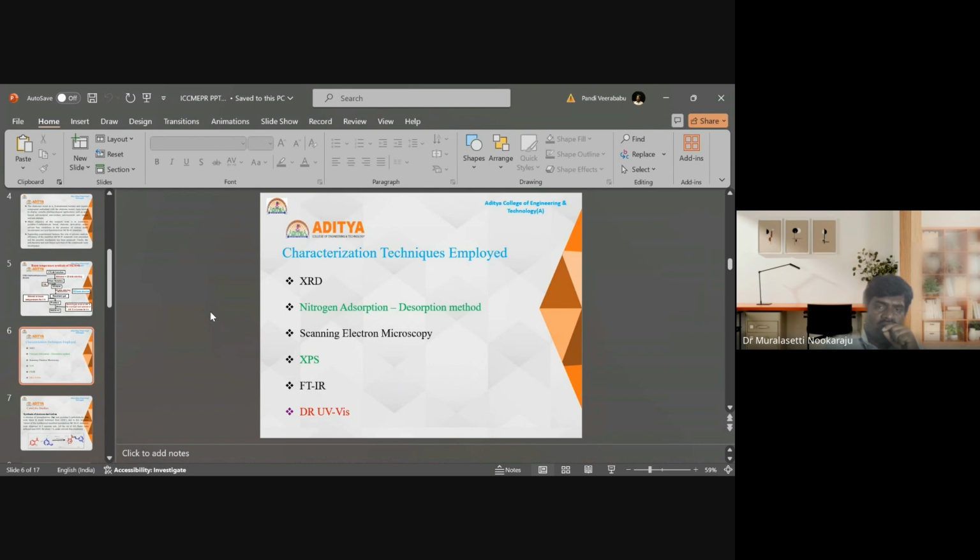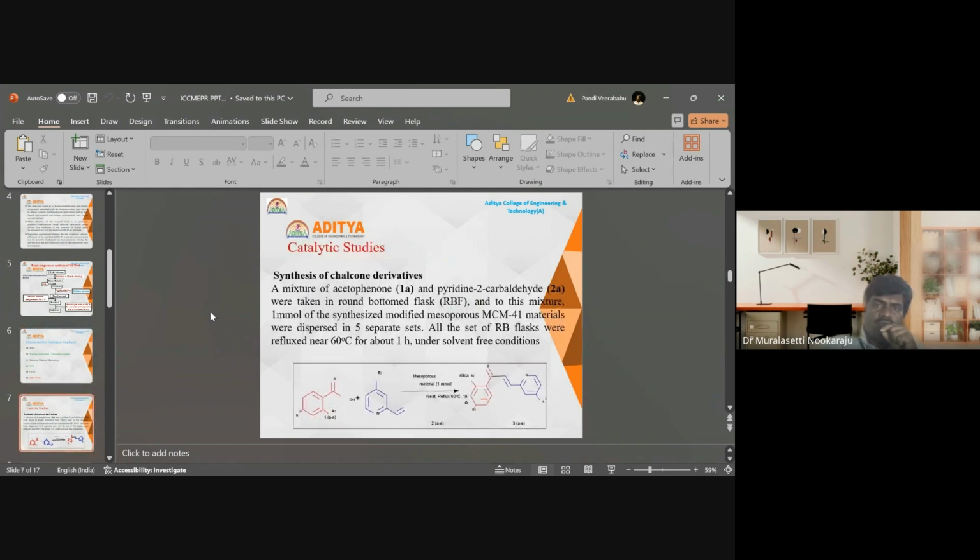And after confirming the mesoporous character of these materials, we moved to the catalytic studies in the synthesis of chalcone derivatives under solvent-free conditions. For this, we have taken acetophenone and pyridine 2 carbaldehyde, and we have added 1 millimole of mesoporous MCM41 materials, and this was refluxed for about 1 hour under solvent-free conditions.